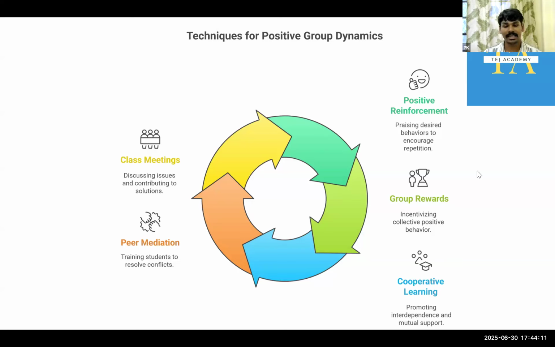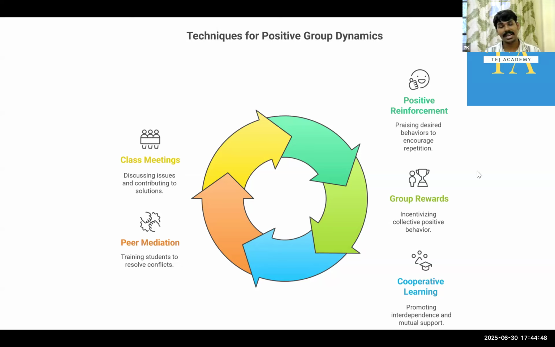Second is group rewards. That is giving some incentive for the collective positive behavior that the students have shown. Right? That can be verbal reinforcement or some small token of appreciation that you're giving to students. Then using cooperative learning strategies where students will work on their own. They will assign tasks to themselves and do it together. You will only provide support. For example, there are different strategies that exist, like jigsaw, think, pair, share, and round robin. So there are multiple techniques that exist for cooperative learning.